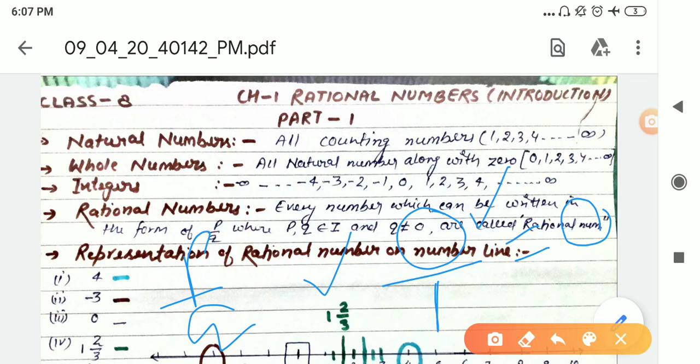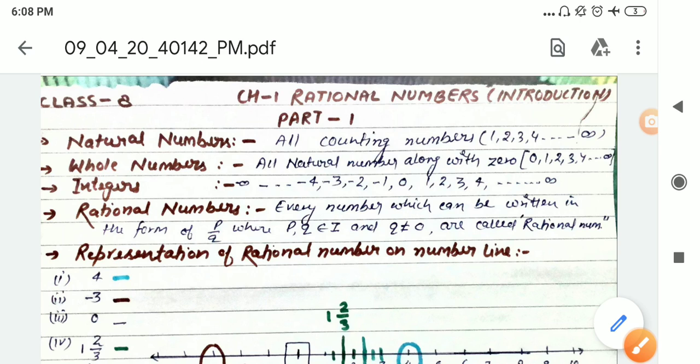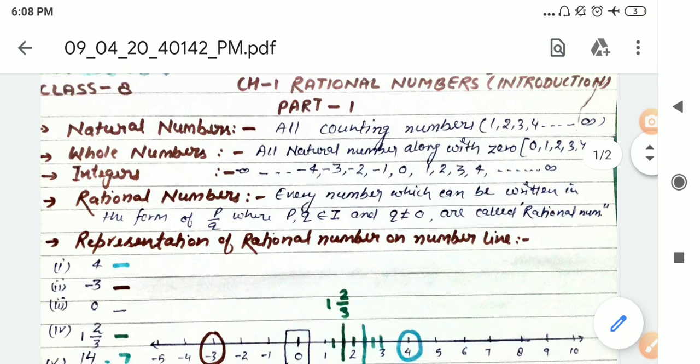0 is an integer, 1 is also an integer, and for the second condition, the value of q is equal to 1, which is not equal to 0. Got it? So all conditions of rational numbers are satisfied. Therefore every whole number is a rational number, but every rational number is not a whole number. In the same way, all positive numbers are rational numbers, and all negative numbers are also rational numbers.